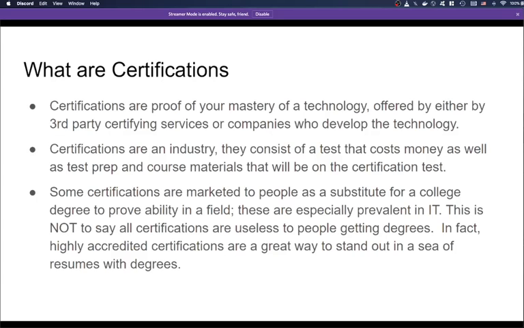Anyone who knows anything about IT probably knows that it's just certification after certification after certification. This is not to say all certifications are useless to people getting degrees, and highly accredited certifications are still a great way to stand out in a sea of resumes.